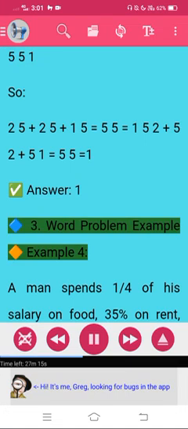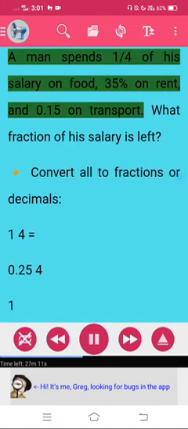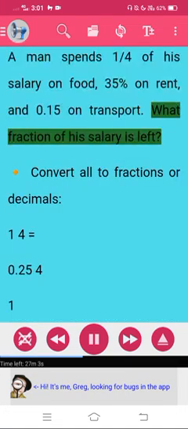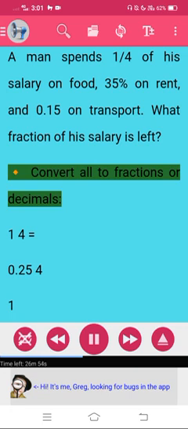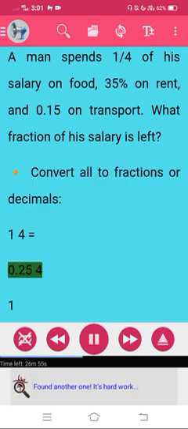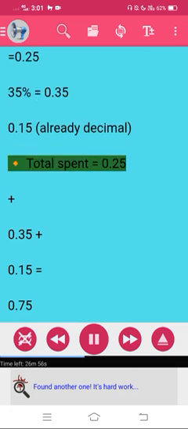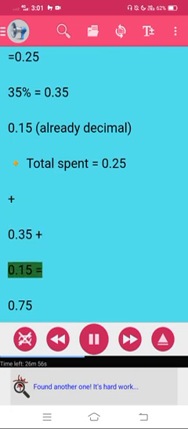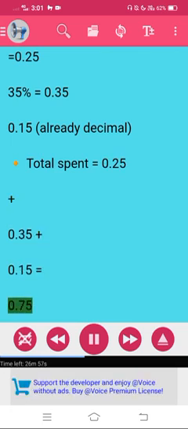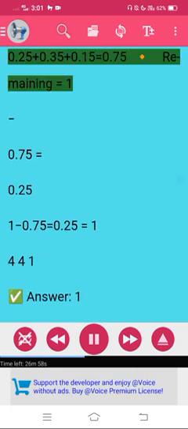Word problem example. Large diamond example 4. A man spends 1/4 of his salary on food, 35% on rent, and 0.15 on transport. What fraction of his salary is left? Small diamond convert all to fractions or decimals. 1/4 equals 0.25. 35% equals 0.35. 0.15 is already a decimal. Small diamond total spent equals 0.25 plus 0.35 plus 0.15 equals 0.75.